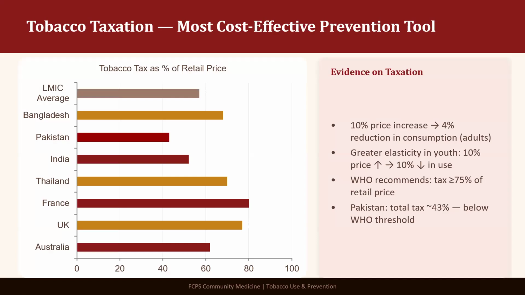Tobacco taxation, as a percentage of retail price, is the most cost-effective prevention tool. In Pakistan it is greater than 40%; a 10% price increase results in a 4% reduction in consumption among adults. There is greater elasticity in youth: a 10% price increase results in a 10% decrease in youth consumption. WHO recommends tax greater than 75% of the retail price. In Pakistan, total tax is 43%, which is below the WHO threshold.